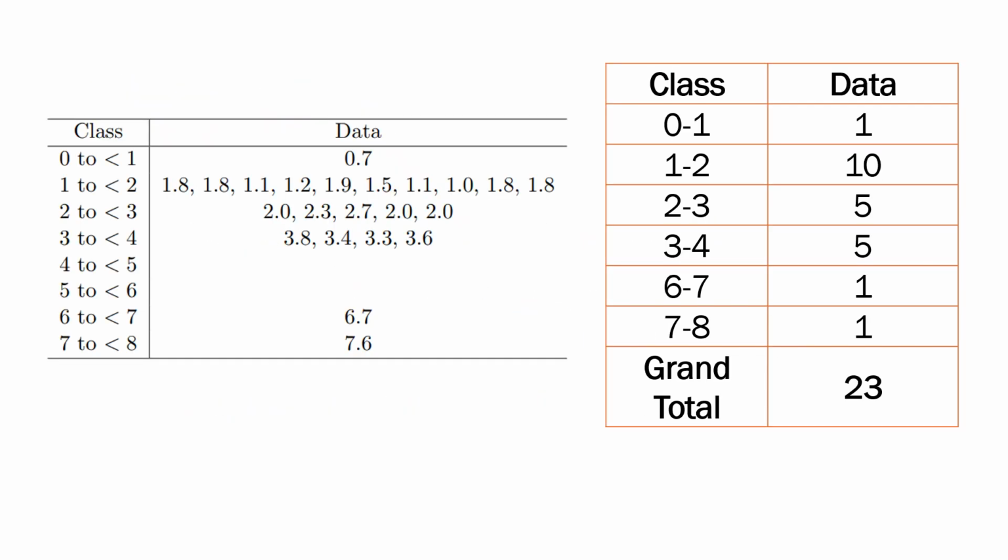All right, so you can see here that we've got 0 to just under 1, and there was only one data point that fell into that, and that was 0.7. And then 1 to just under 2, there were 10 data points that fell within that, and so on from there. Now, what about 4 to just under 5 and 5 to just under 6? There's nothing there.